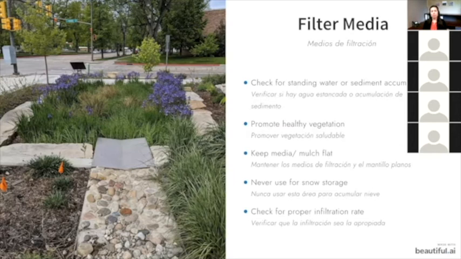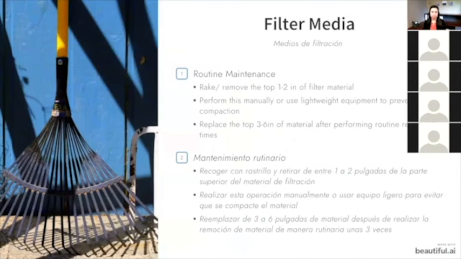When you're inspecting your filter media, check for standing water or any sediment accumulation. You want to be sure that you have healthy vegetation, like in this picture, and keep the media on the very bottom as flat as possible so that the water can spread out and that sediment can then be distributed across the larger area. You do not want to ever use your rain garden for snow storage. We'll be talking about that in more depth in just a moment. And then you'll need to be sure to check your filter media for the proper infiltration rate.